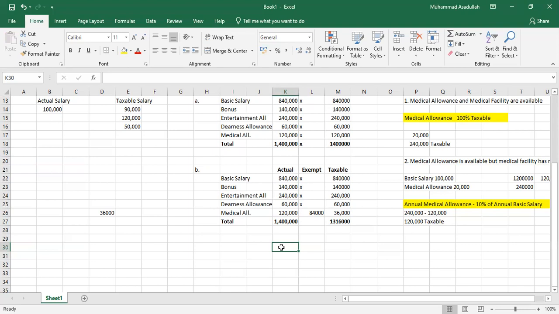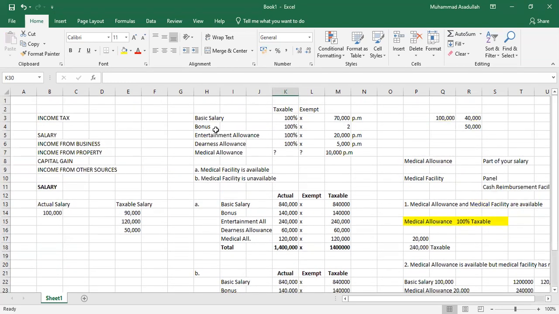In this video, we have learned about the basic salary, bonus, entertainment allowance, dearness allowance, and medical allowance. In the next video, we will learn about the rental accommodation and other subheads of salary.